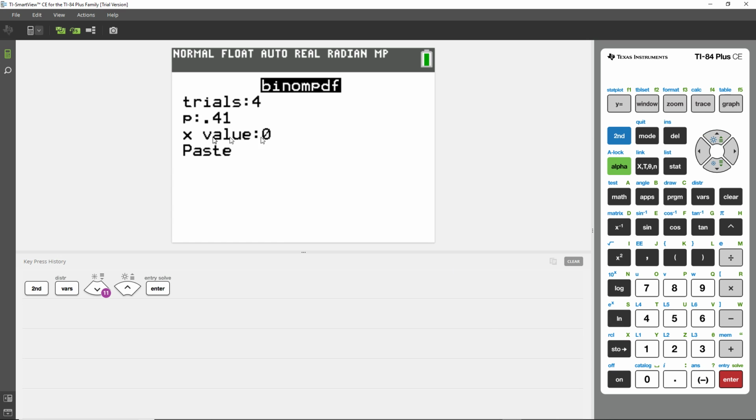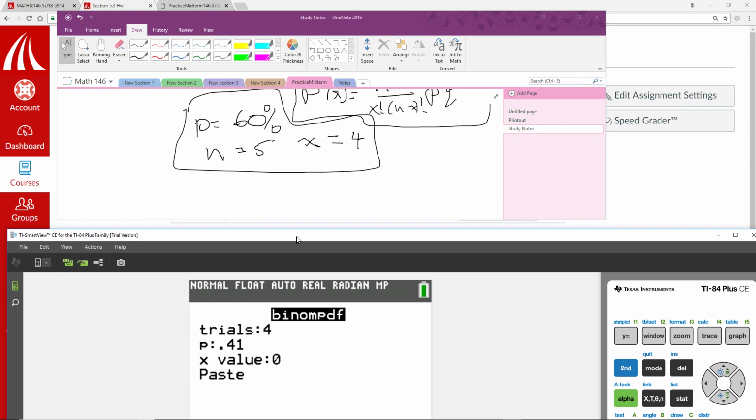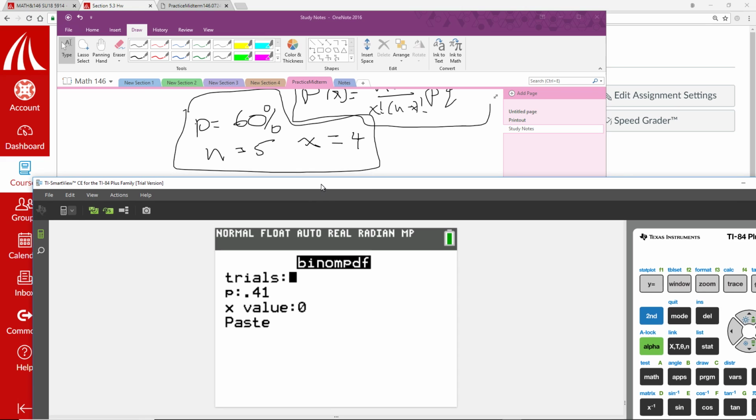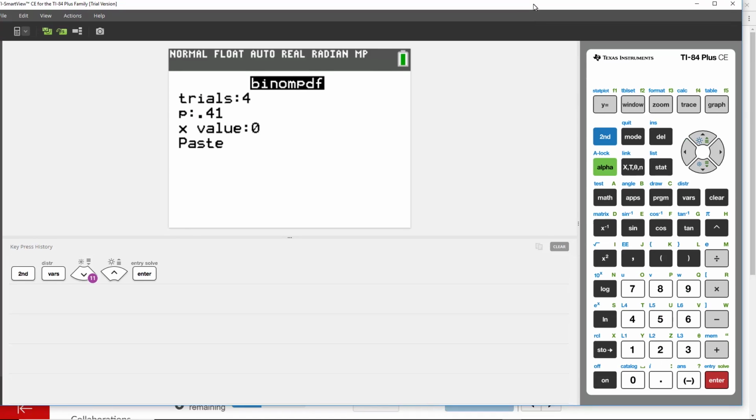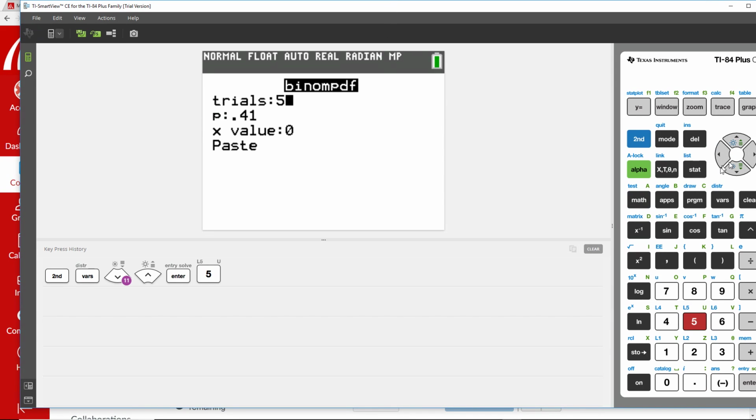and it's going to prompt me to enter all this stuff in. I have the Stat Wizard, and so the Stat Wizard prompts me to enter in the parameters. So let's enter in the information. The number of trials is 5. The probability is 60, so 0.60, and then we're looking for exactly 4.